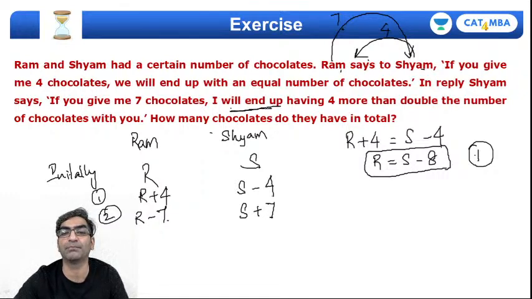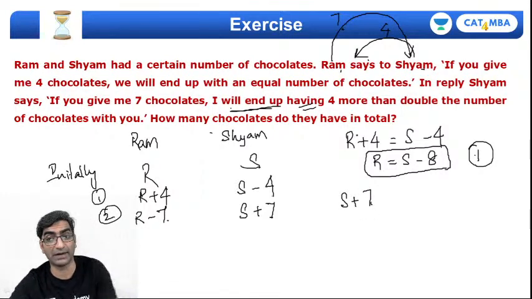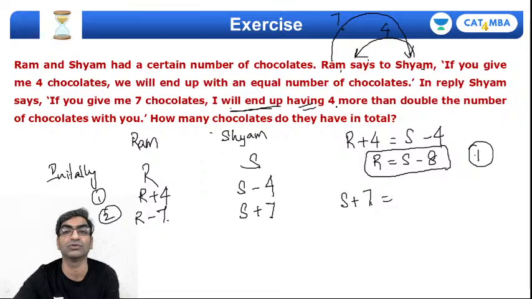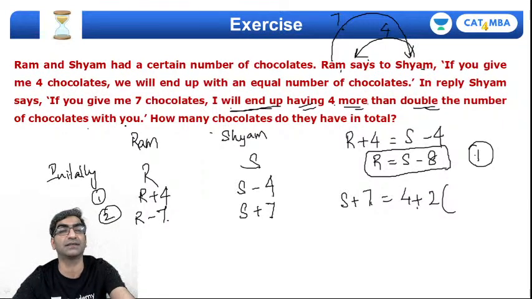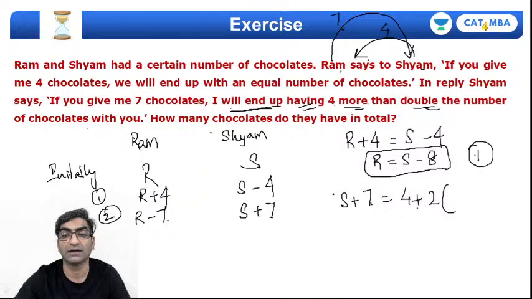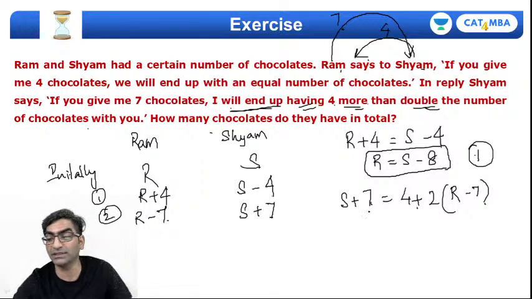Okay, now what relationship is given between the two? I will end up, who is saying this? Sham is saying this. So I will end up, meaning I will have S plus 7. Having is an action word, right? It translates into equal to 4 more, meaning plus, right? 4 plus what? More than double, meaning 2 times. 2 into what? The number of chocolates with you. With whom? With Ram. How many does Ram have now? R minus 7. So there you go. That's how I construct this equation.